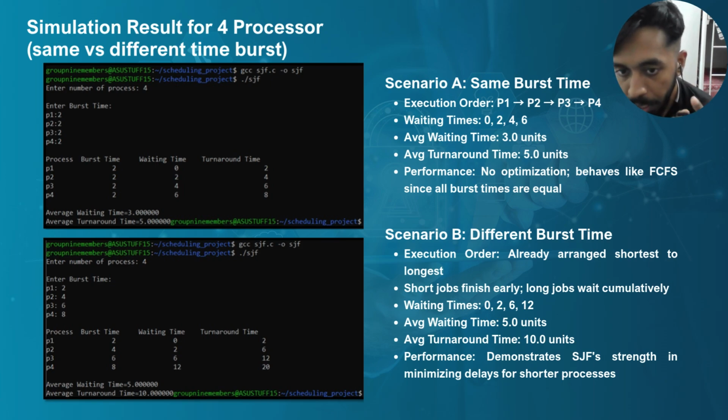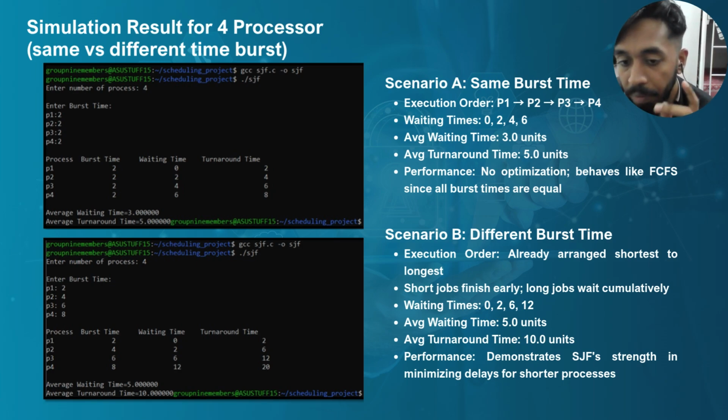But for scenario B, where there's a different burst time, we assign a burst time of 2, 4, 6, 8. So for process 1, 2, 3, 4, we assign a burst time of 2, 4, 6, 8. And you could see that in SJF, the shortest job first, it arranges the shortest to the longest. So the short jobs finish early first. So the waiting times go 0, 2, 6, 12.